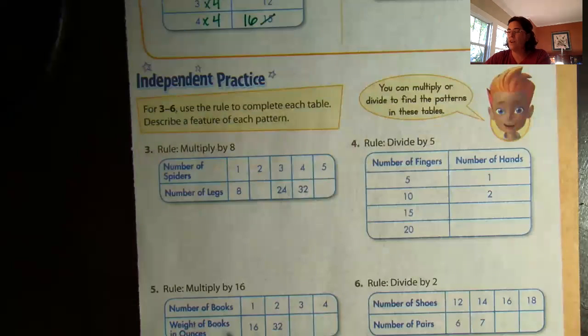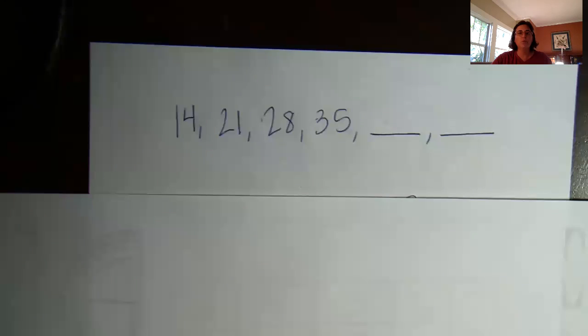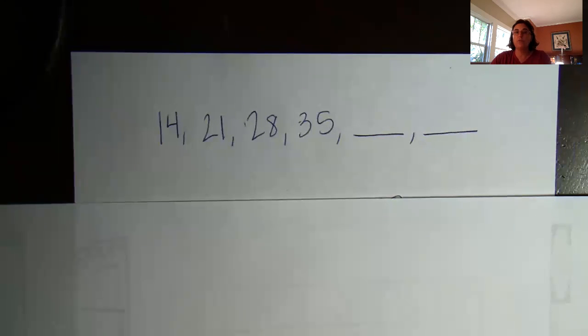All right, on this page, kids, you are going to see lots of other tables with numbers that you're going to have to fill in, and they give you the rule. So you're either going to multiply or divide and just fill in those numbers. Now let's do a few where we don't have the rule given to us, and we have to figure out what the rule is.